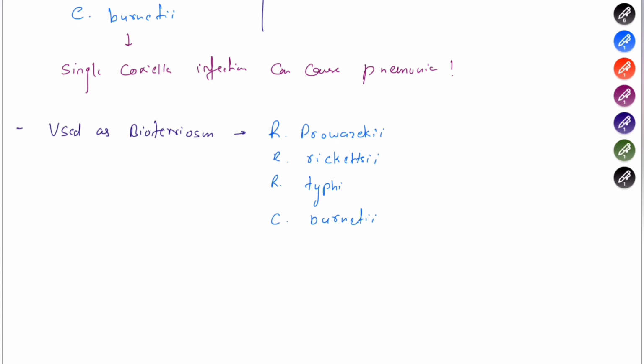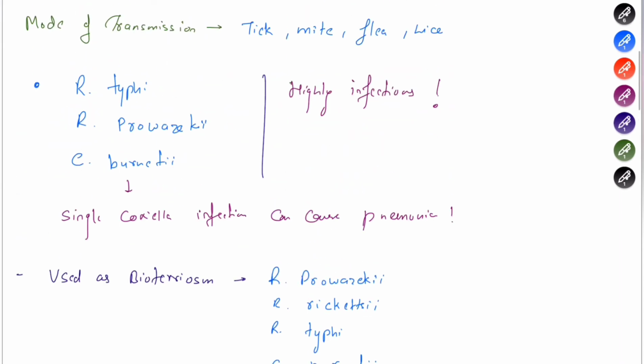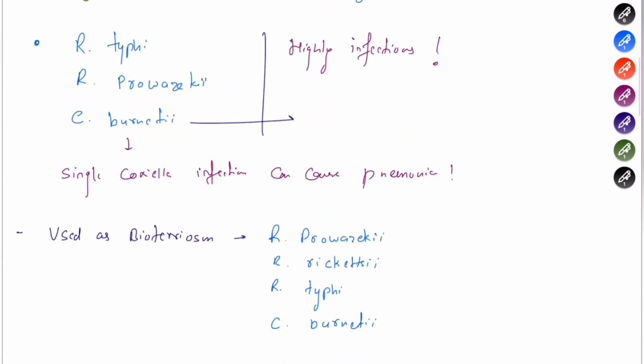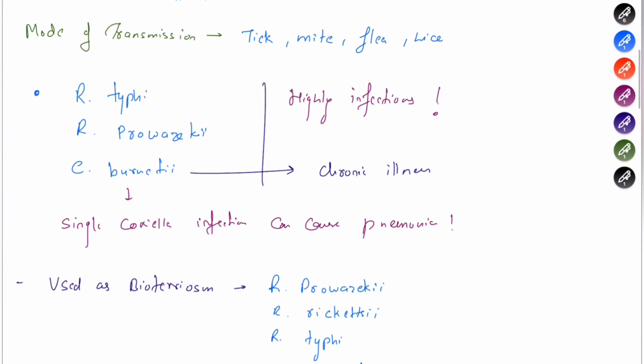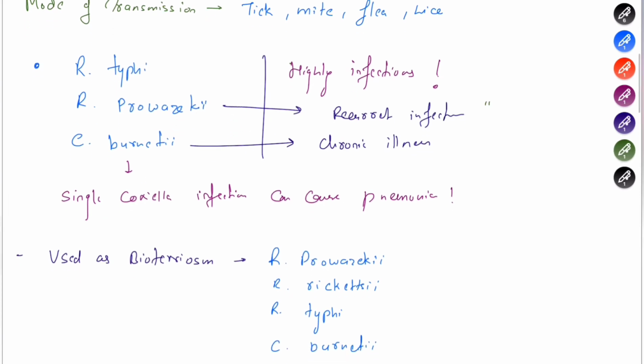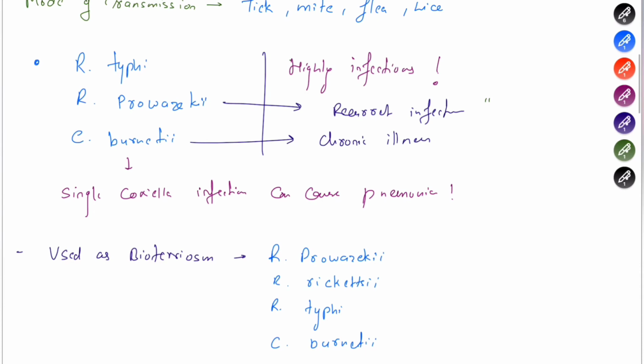Only C. burnetii can cause chronic infection in human beings, and R. prowazekii can cause recurrent infection. So, C. burnetii is the only organism that causes chronic illness in humans, and R. prowazekii is responsible for the recurrent infection, which is specifically known as Brill-Zinsser disease.